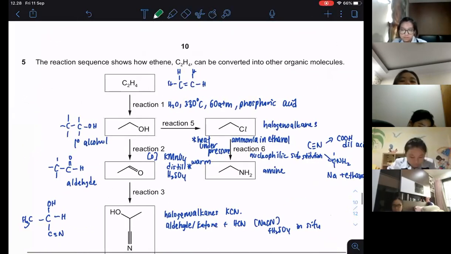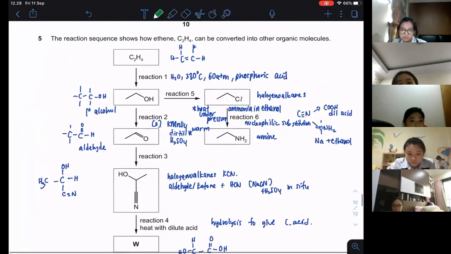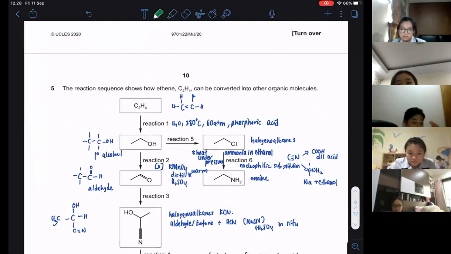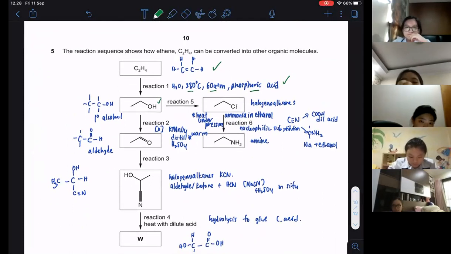The last one. Okay, 2 more minutes. I do not know how to finish this in 2 more minutes. Anyway, you see here we have ethane, and then reaction 1 is to change it into alcohol. The only way to change something into alcohol is by using this method here: 330, 60 atm and phosphoric acid. When you draw it back, it's going to be a primary alcohol.